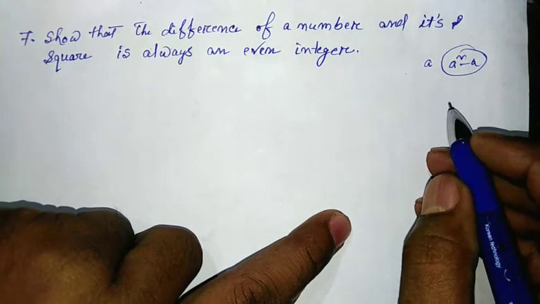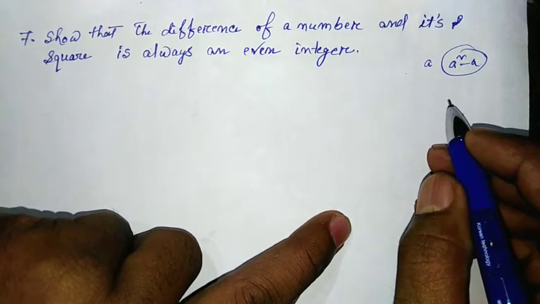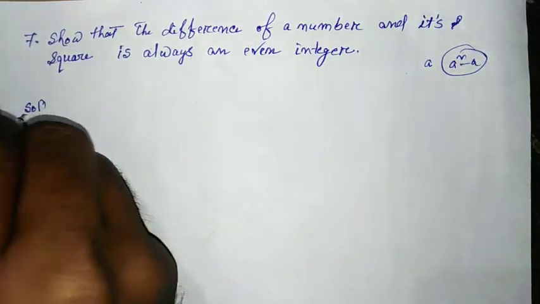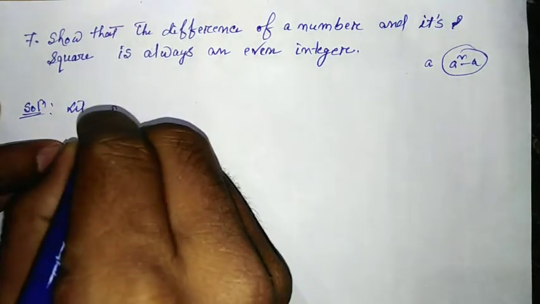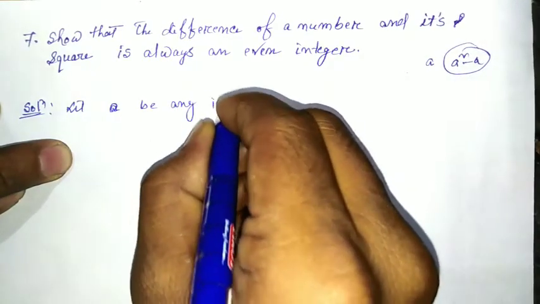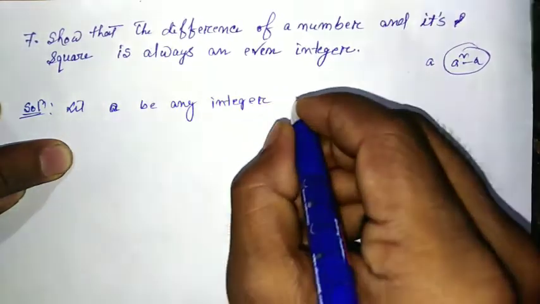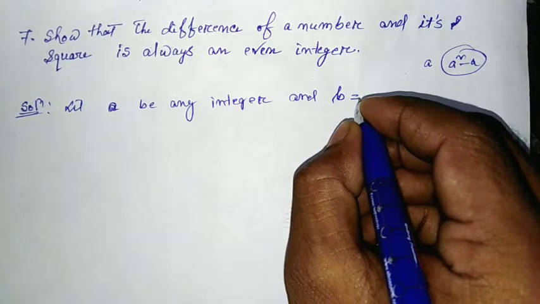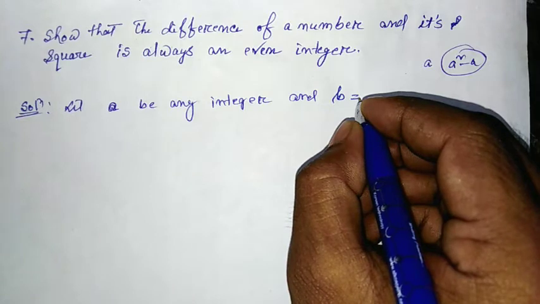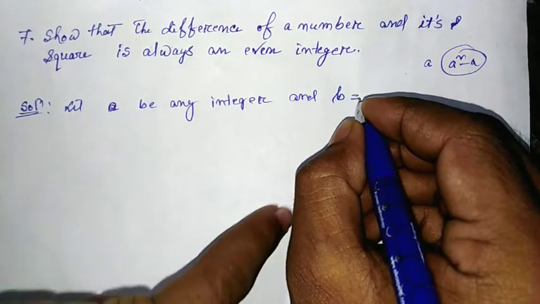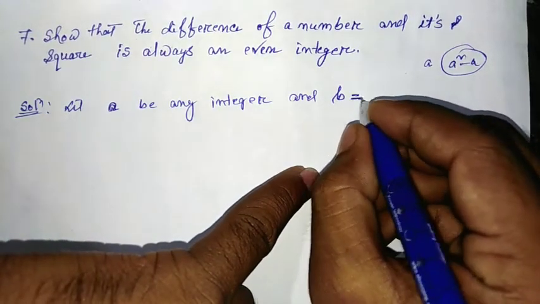So first of all, we have to proceed in the same way using the division algorithm. First of all, consider any integer a. Solution: let a be any integer, and b is equal to what number? You will take as b, as we have to show it as even. So we have to consider the value of b either 2, 4, 6, so that it is a multiple of 2.